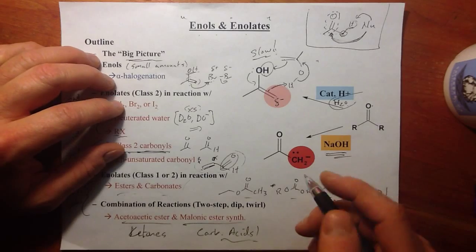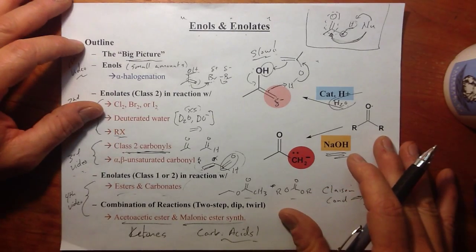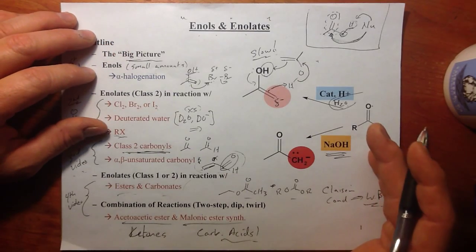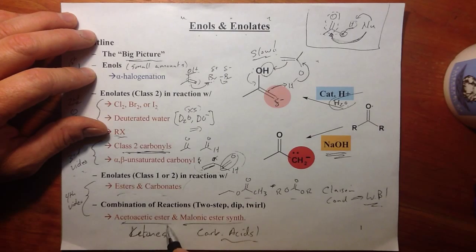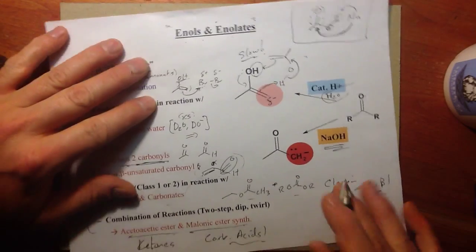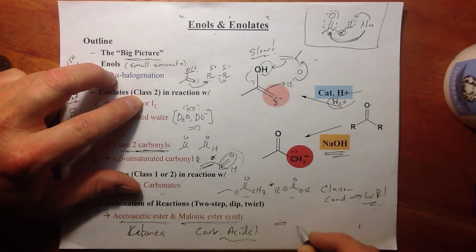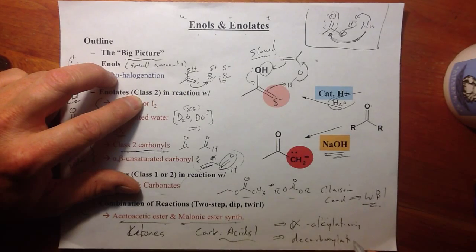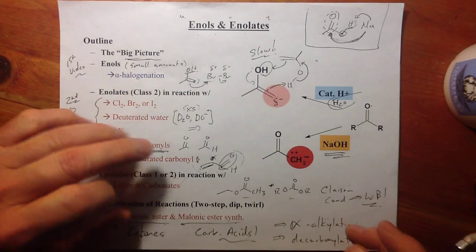In this last video, we're actually not going to look at anything new as reactions go. We're going to just combine some old reactions that we've already seen. So, acetoacetic ester synthesis and malonic ester synthesis really involve two reactions that we've already seen. So the first one's going to be alpha alkylation, and the last is going to be decarboxylation. So these reactions are put back to back.